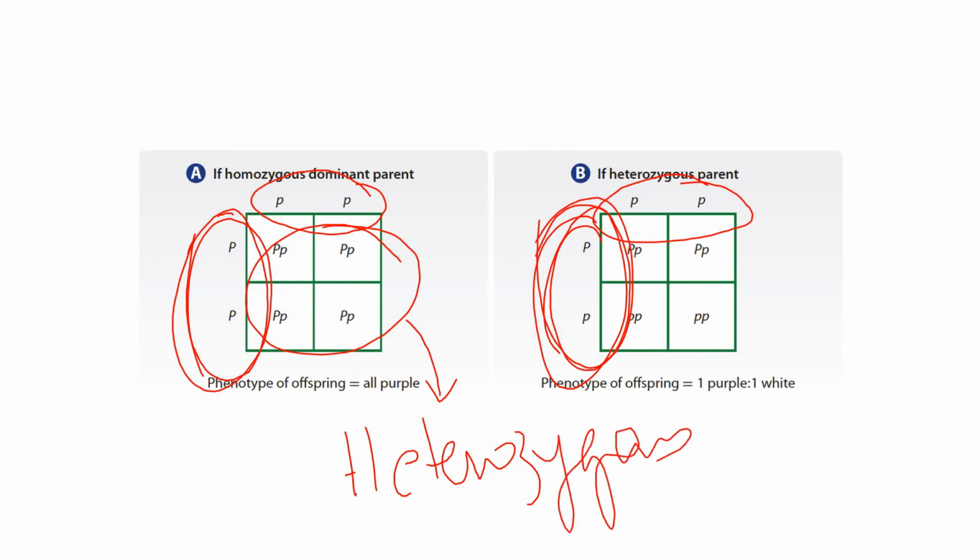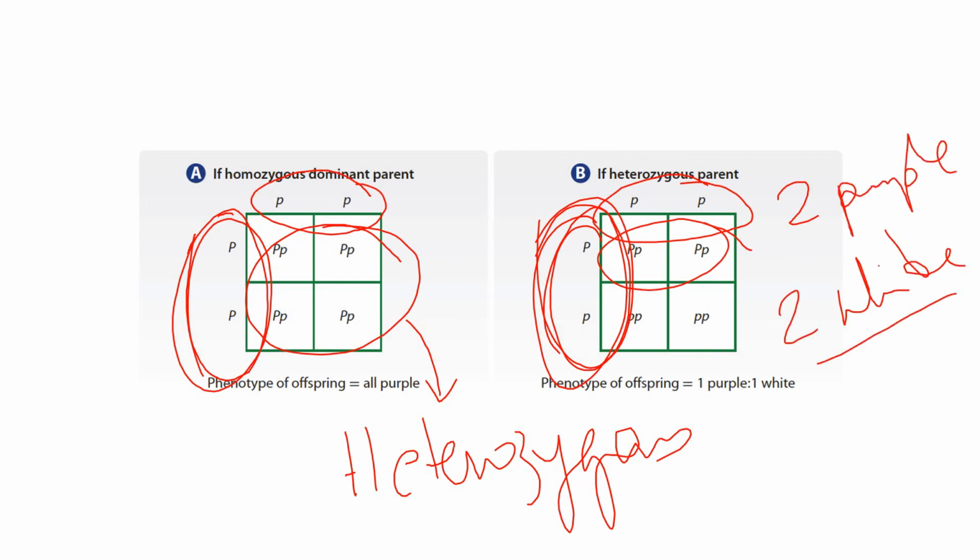So if it's a homozygous dominant parent with a homozygous recessive parent, we're going to get 100% purple. And if it is a heterozygous parent, you're going to get 2 purple and 2 whites. So when we look at the ratios, we can actually reduce that to 1 to 1.